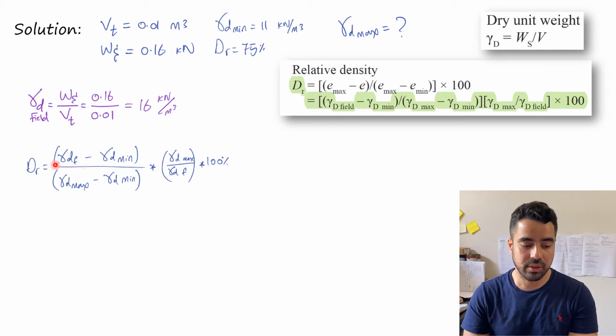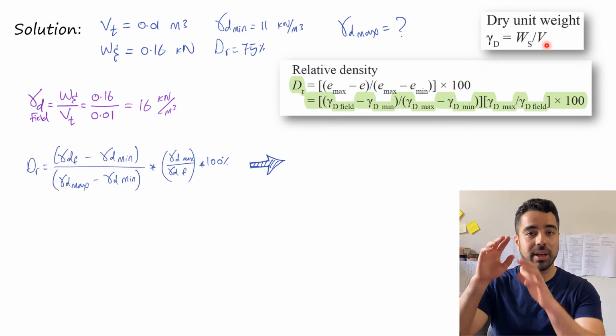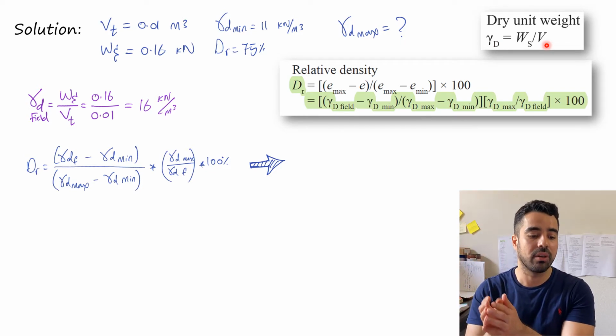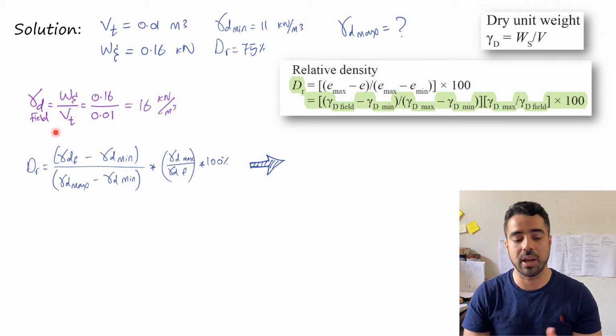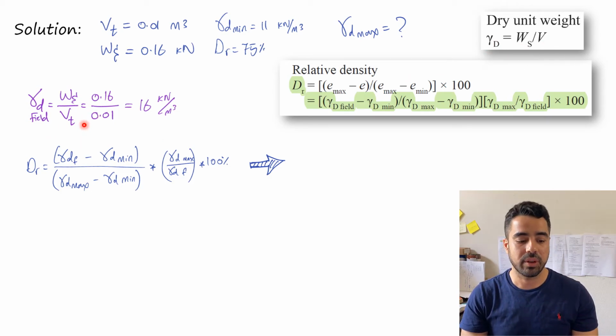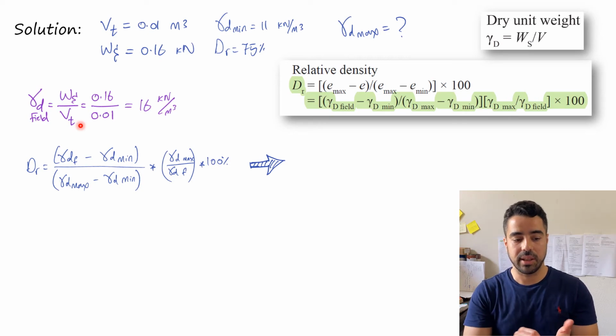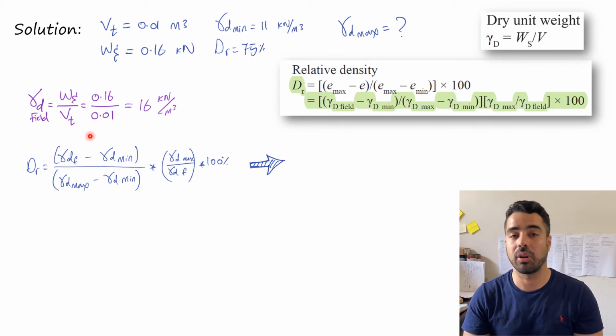So first, we find the gamma dry in the field. Weight of solids over total volume. This is basically how it looks like in your manual. Weight of solids over the V. When they put V, it means the total volume. So sometimes they put T, sometimes not, but it's just easier for you to put the T letter so that you know it's just the total volume.